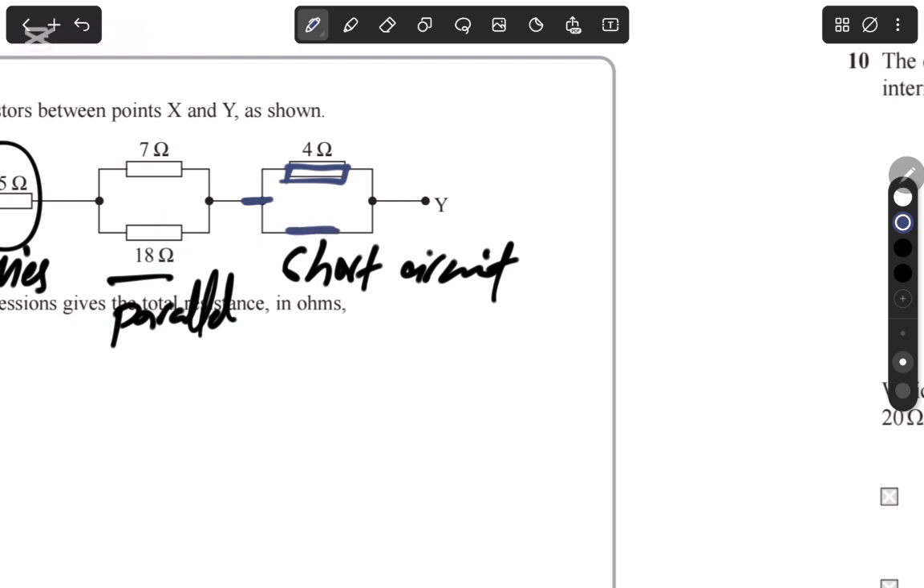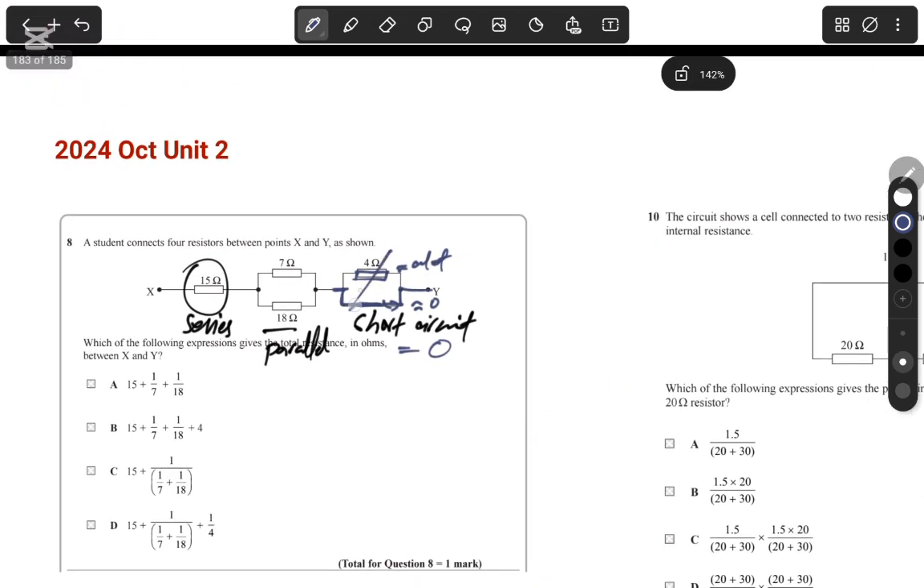Now the current prefers the path with the least resistance. Here the resistance is 0. Here the resistance, compared to 0, is a lot. So all of the current will just flow through the 0 resistance side. So hence, when you have a short circuit, the resistance is just 0. Okay, so we'll just ignore this.